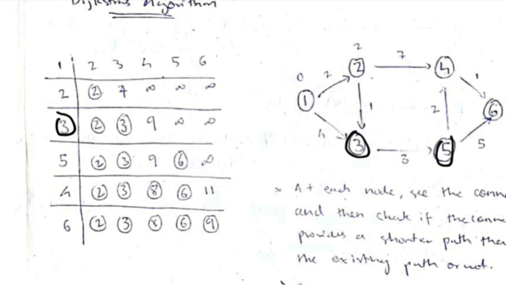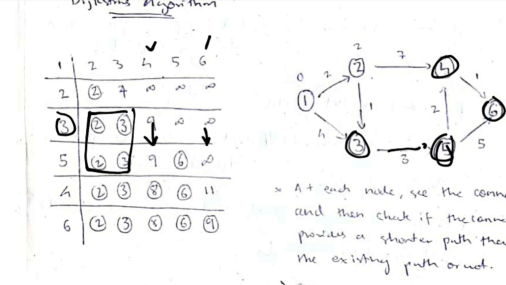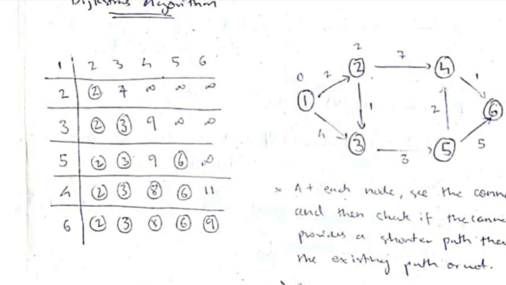Okay, so we'll be only concerned about 5, and the rest of the values of 4 and 6 we'll be copying from the upper table. These are the previous values. This will be the same, so only we are concerned about 5. So see here, 3 is connected to 5 with a weight of 3, but we have to look from the starting point, from 1.